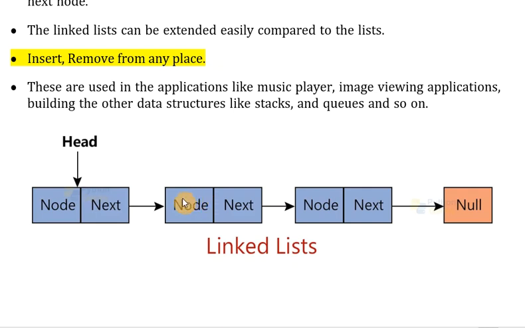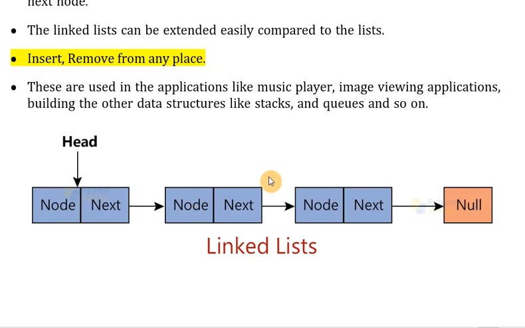You can see here every box is divided into two parts. The first part is taking its own value, that is the node value, and the other part is having the address of the next node, you can say. So every element is going to have two parts. The first part is taking its own value, the node value, and the second part is just having the address of the next node in the linked list.